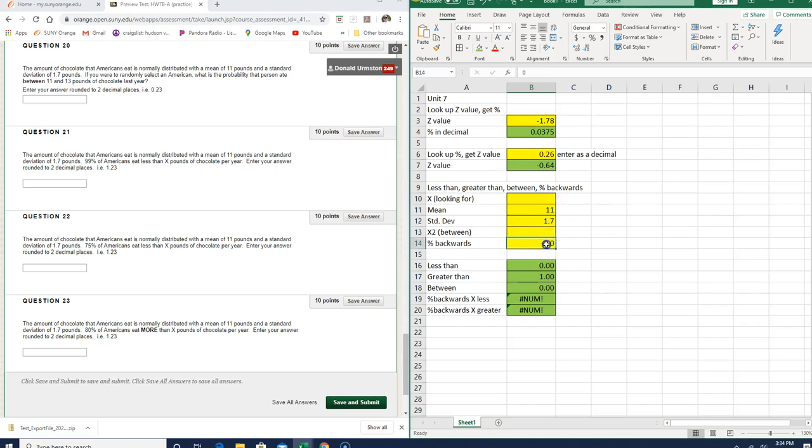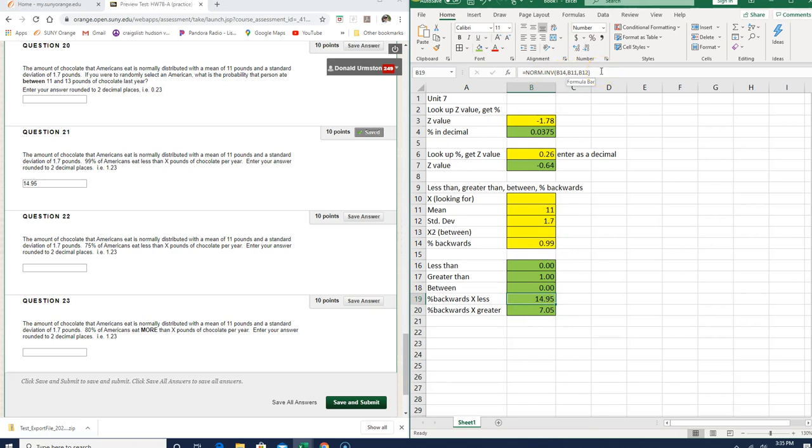Okay. Now we need this percent backwards. So I'm going to put in 99% because that's what they were asking for. 0.99. I'm going to enter it as a decimal. Okay. And you'll see I have percent backwards X less, percent backwards X greater, and we want less. So 14.95. They want it to 2 decimal places, so I will shrink it down on here as well. Just make these 2 decimal places. And how did I get that? Looking at the formula, that is the norm.inv formula.